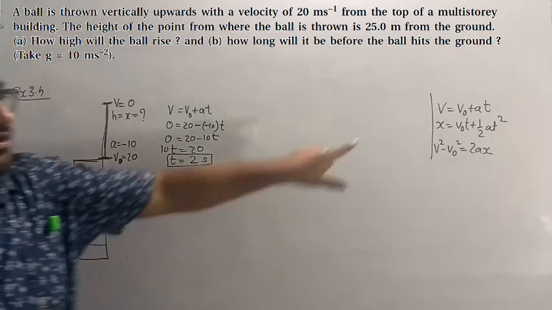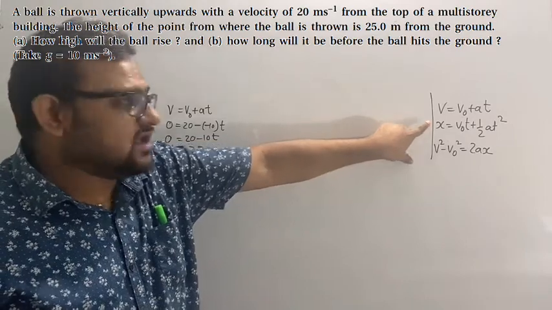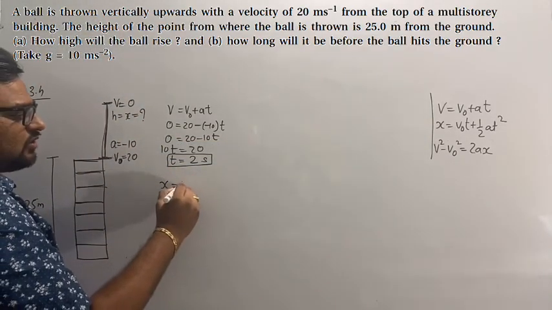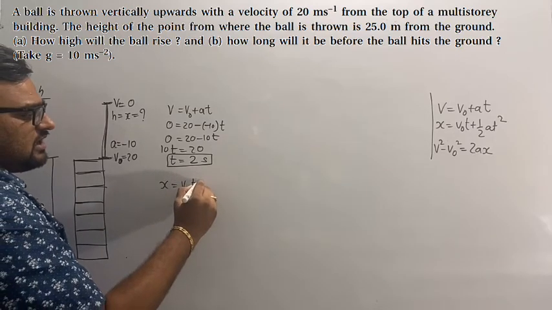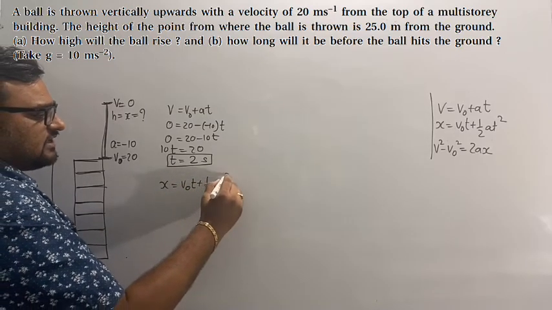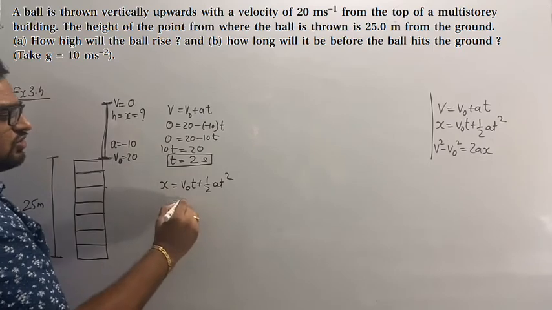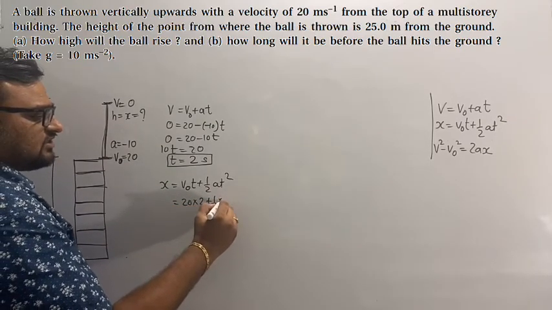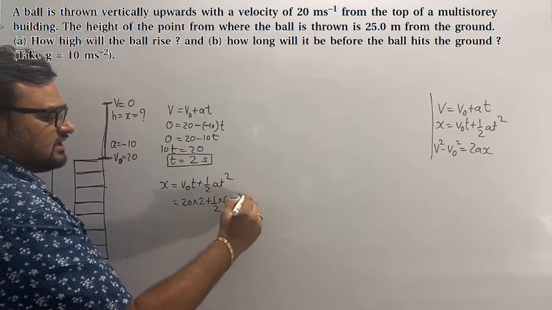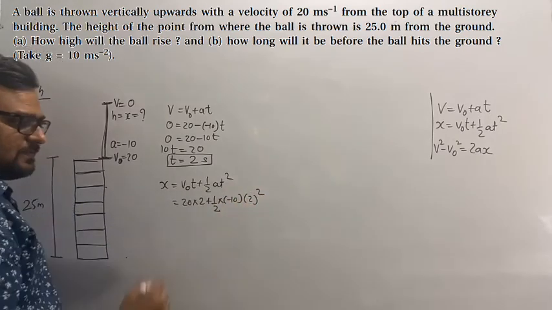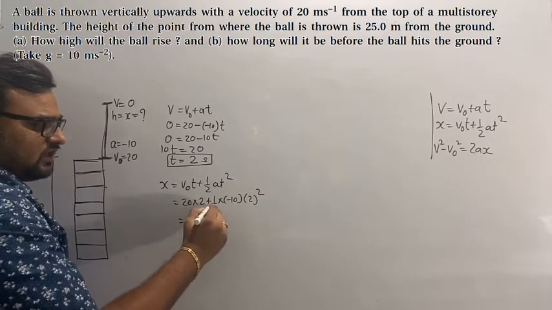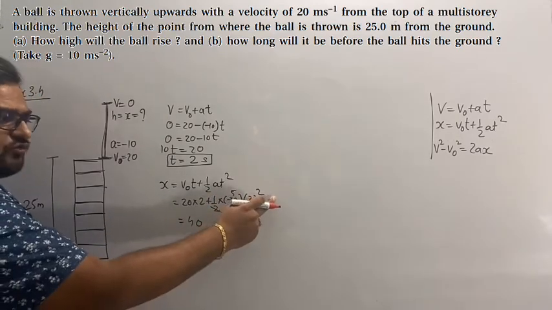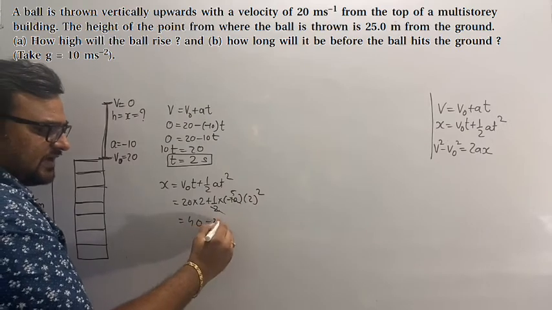Now I will use the second kinematic equation, as I now have the time. So x equal to v0t plus half at square. What is v0? 20 times 2, that is 40, plus half times acceleration minus 10 times t square, that is 2 square. So 2 square is 4, 4 into 5 is 20. 40 minus 20.